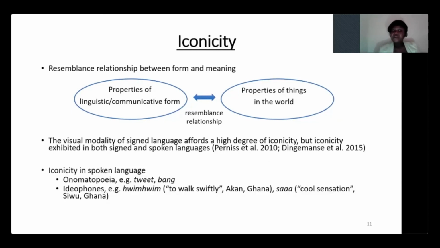So in English, we have onomatopoeia, like tweet, bang, these are all iconic sounds. Or idiophones, in a language like Akan, where, in my language, "kɔ wim" means to walk swiftly, and this is iconic of the nature of the walking.